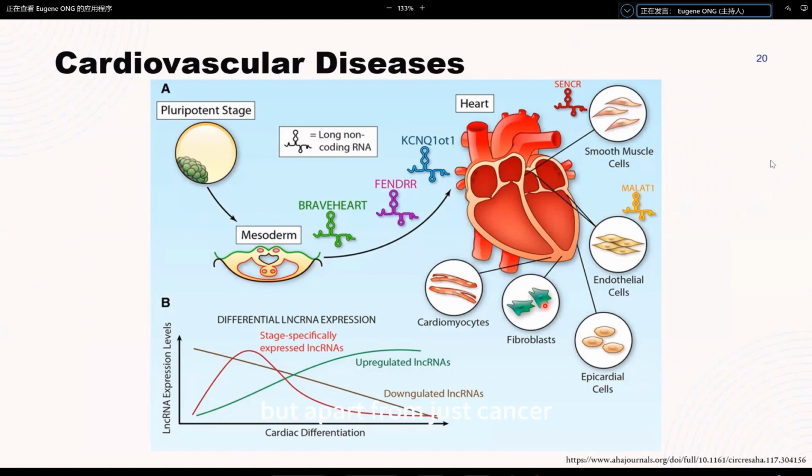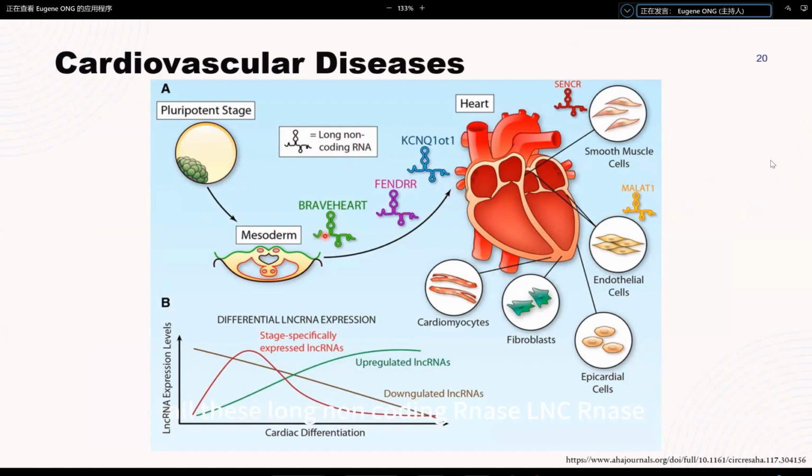But apart from just cancer, microRNAs or different types of RNAs such as long non-coding RNAs are also important for cellular signaling, meaning that they tell the cells what stage they are at. For example, here you can see the formation of the heart, from the pluripotent stage to mesodermal and then into the whole organ.